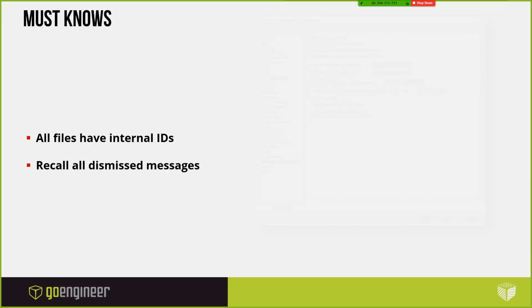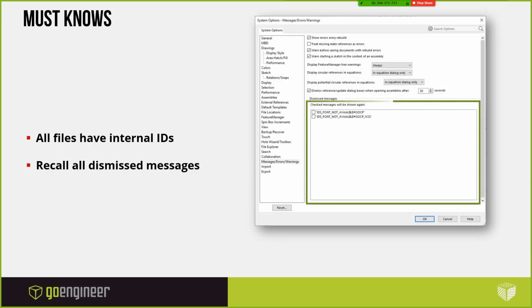Next thing is, whenever you click that Don't Show Again option, you're making it so SOLIDWORKS doesn't show you the message. If you go into Tools, Options, and then Messages, Errors, Warnings, there is this window. This is going to show every message that you have dismissed. So if you're having external reference issues, you might want to check this and make sure that you bring all of these back so that you can see what's happening in your assembly.